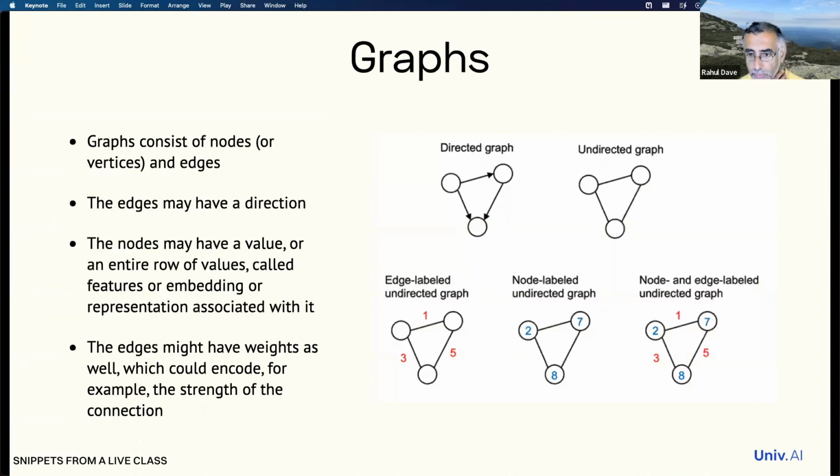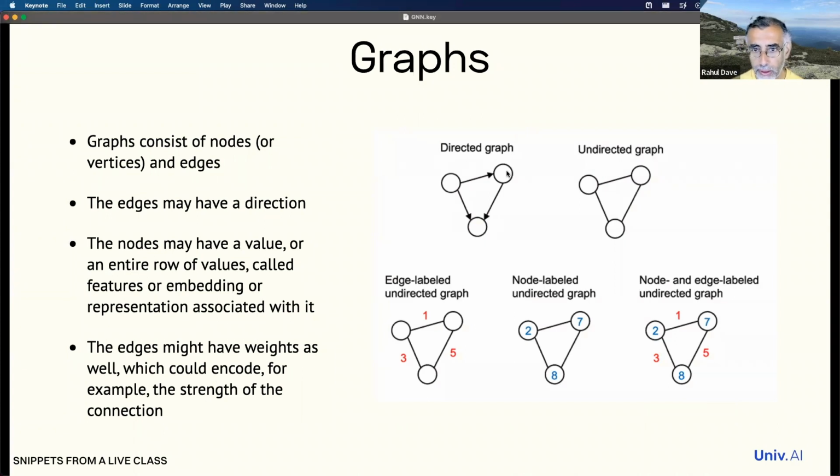Okay. So graphs. What are graphs? Well, they're things connected to each other, right? So when you say things connected to each other, you need a word for the things. The things are usually called nodes or vertices. And then there are connections between the things called edges. Sometimes the edges have directions to them.